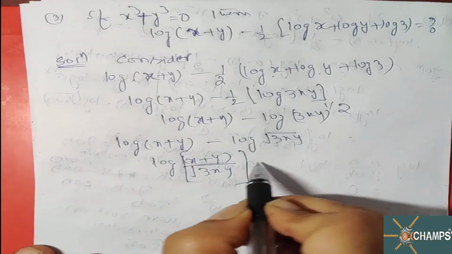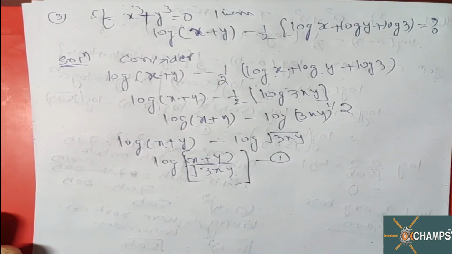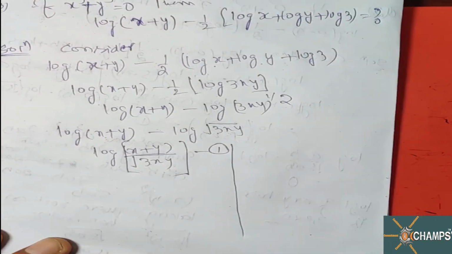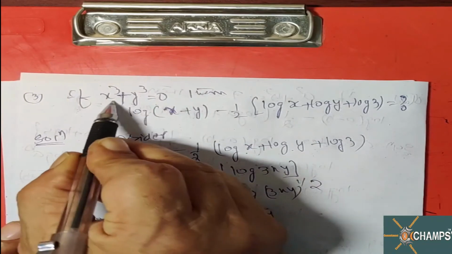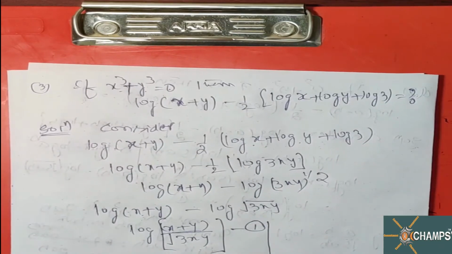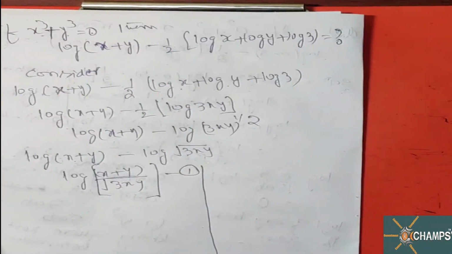That's all. Make it relation number 1. Once again you have to consider the second part, sir. What is that second part? x cube plus y cube is equal to 0. Without the help of this relation, we cannot get the answer.